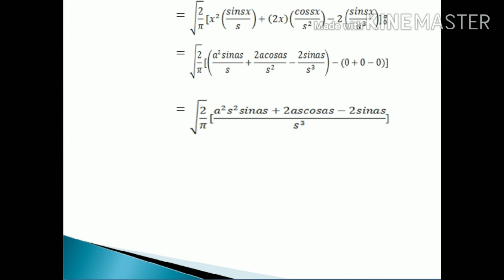The lower bound is nothing but 0 here. Afterwards, taking the LCM, the denominator term is s cube. So the final answer is √(2/π) of (a squared s squared sin as + 2as cos as − 2 sin as) by s cube. That's all.